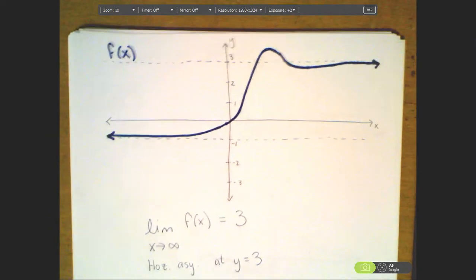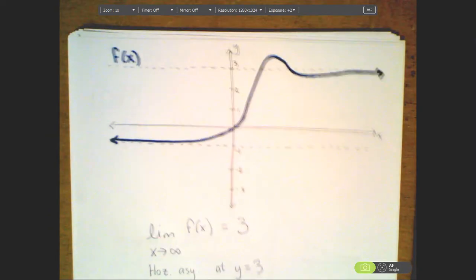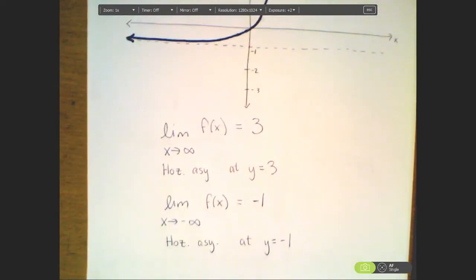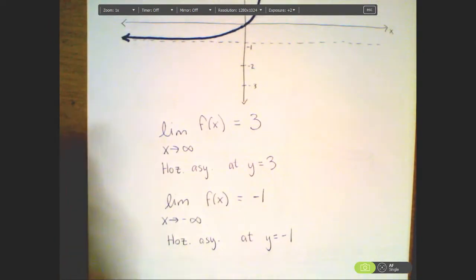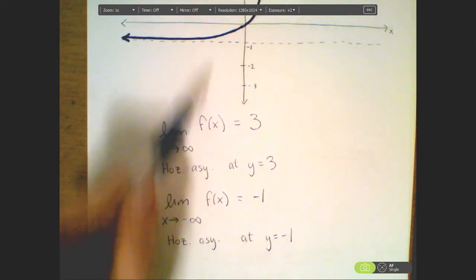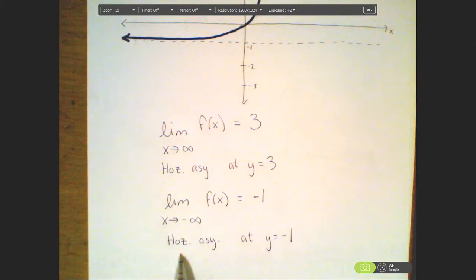I want to contrast this really briefly with a function that doesn't have a horizontal asymptote. You might think, oh no, none of that was on your screen. I apologize. So we see that as x approaches negative infinity, our function is approaching -1, or we have a horizontal asymptote at y equals -1.